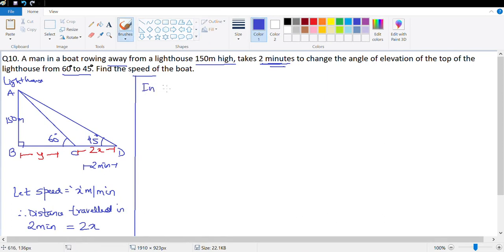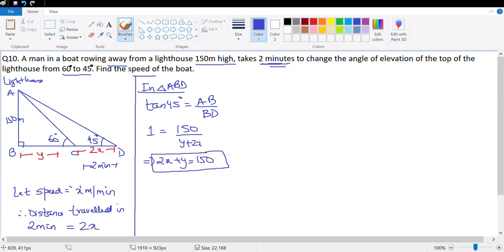Perfect. Now again we'll get two triangles and we will apply trigonometrical ratios once again. So in triangle ABD, I have tan 45 degree is equal to AB upon BD. Tan 45 degree is 1 is equal to AB, in this case 150, BD is y plus 2x, which means 2x plus y is equal to 150. This is a simpler equation. Let's see where we move from here. That's equation 1.